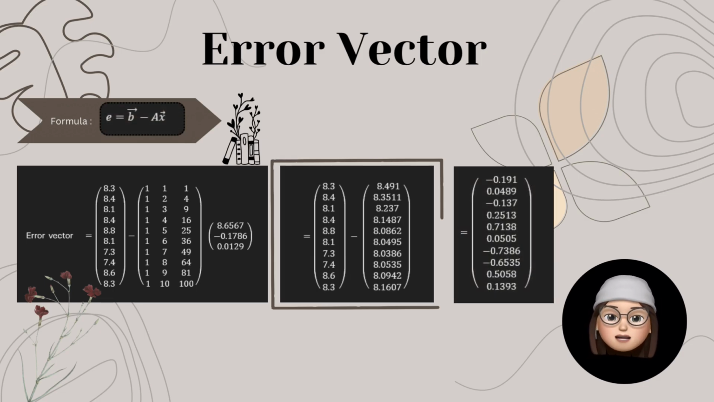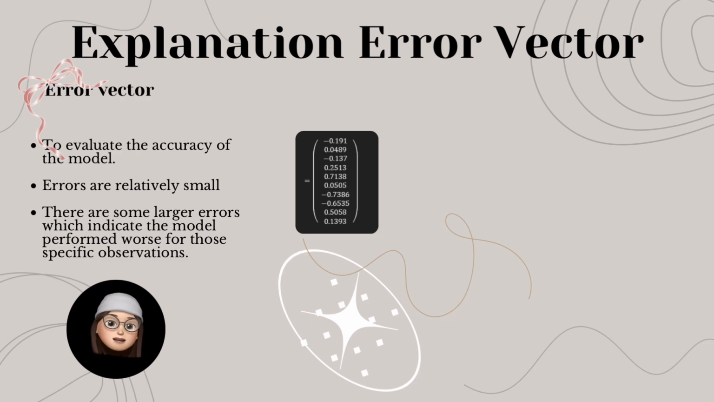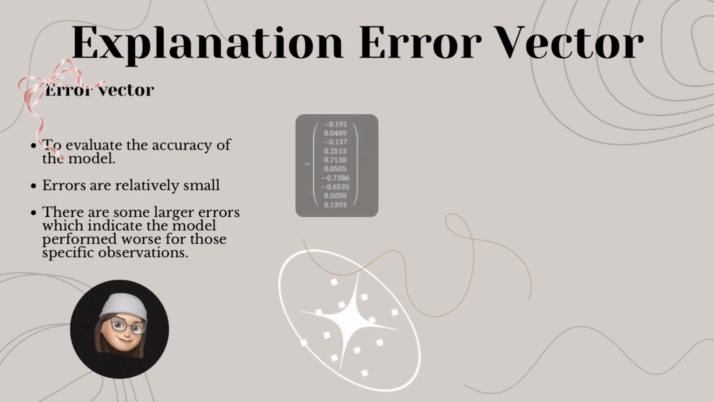To obtain an error vector, we need to use the formula E equal to B minus AX. After we implement that formula, we will get the list of the output. As we can see from the output, there are positive and negative values. You may be wondering why we need to find the error vector. Actually, we need to find the error vector to see the accuracy of the model. The smaller the error, the better the model.